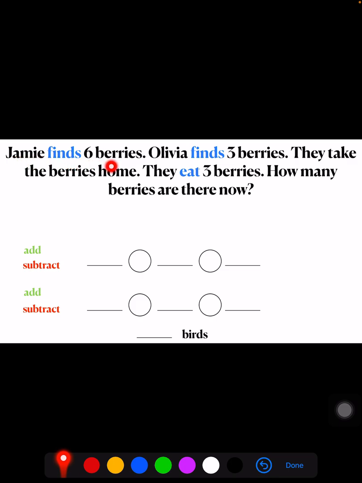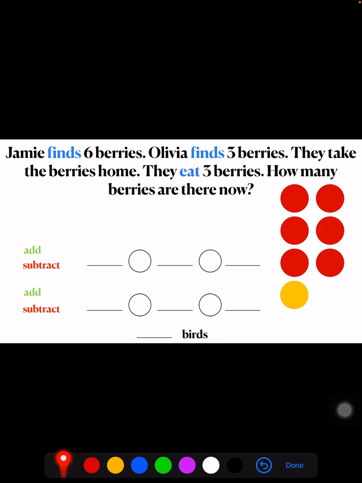It says Jamie finds 6 and Olivia finds 3, but I want to know how many they have total before they eat some. So if I want to know how many they found total, I need to add how many Jamie found and how many Olivia found. I'm going to use my counters. First, I need to count 6 berries for Jamie. 1, 2, 3, 4, 5, 6. And then I need to add 3 more for how many berries Olivia found. 1, 2, 3.